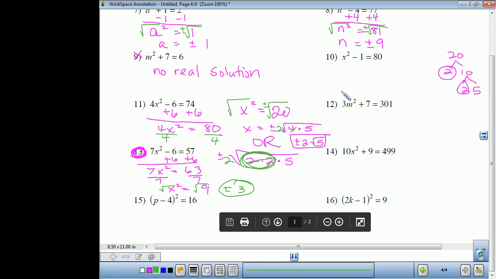Now let's go back and try number 12. This one doesn't give us integer answers. Number 12, we're going to have to simplify. So go back and try number 12 now. This is exciting. 12.